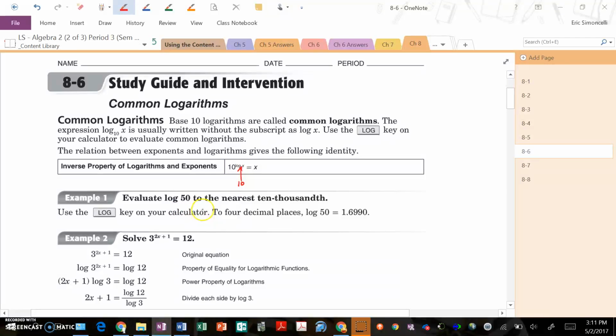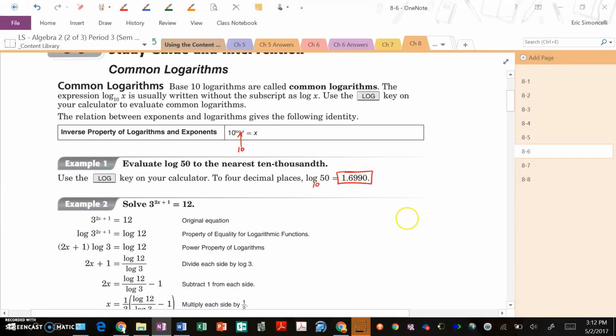Evaluate log of 50 to the nearest 10,000th. Use the log key on your calculator to 4 decimal places, and when you do so, log of 50 is equal to 1.6990. So we have a base 10, so I'll ask that you type this in on your calculator, and when you do so, this is the answer that you'll get. I'm not able to use my graphing calculator here now, but if you attempt that, you'll see that that's the case. Next example.